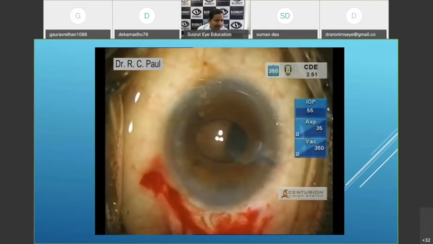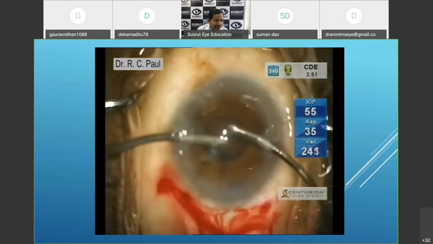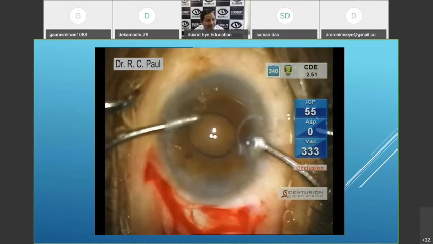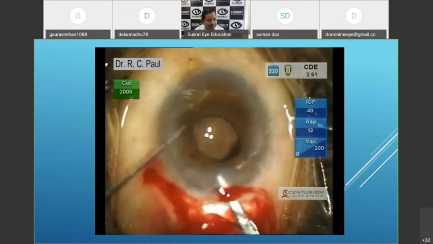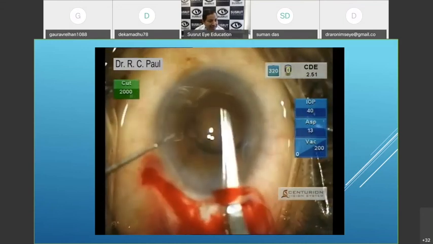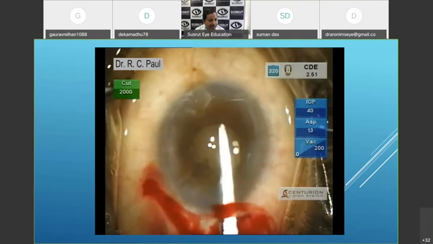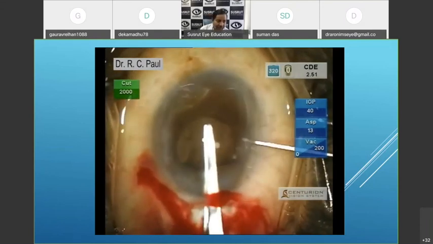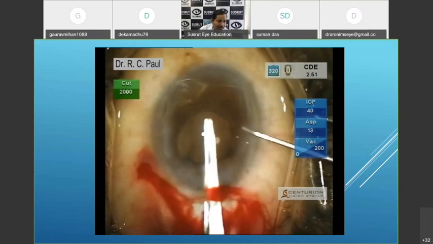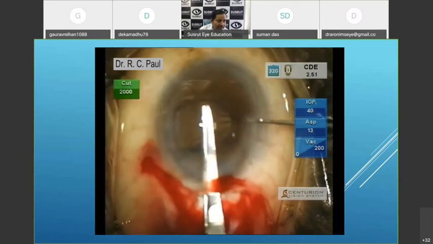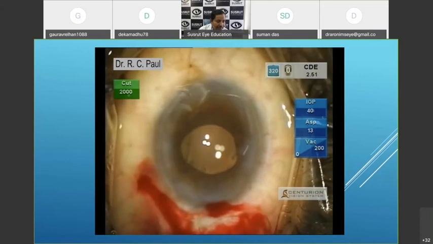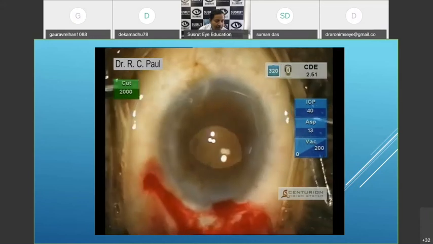But see, the entire capsular bag has come up. Now it turned into an ICC. So the rescue is the same. Here, for the last 8 to 10 years, we are implanting iris-claw lenses. If the iris is diseased, then we go for scleral fixation.